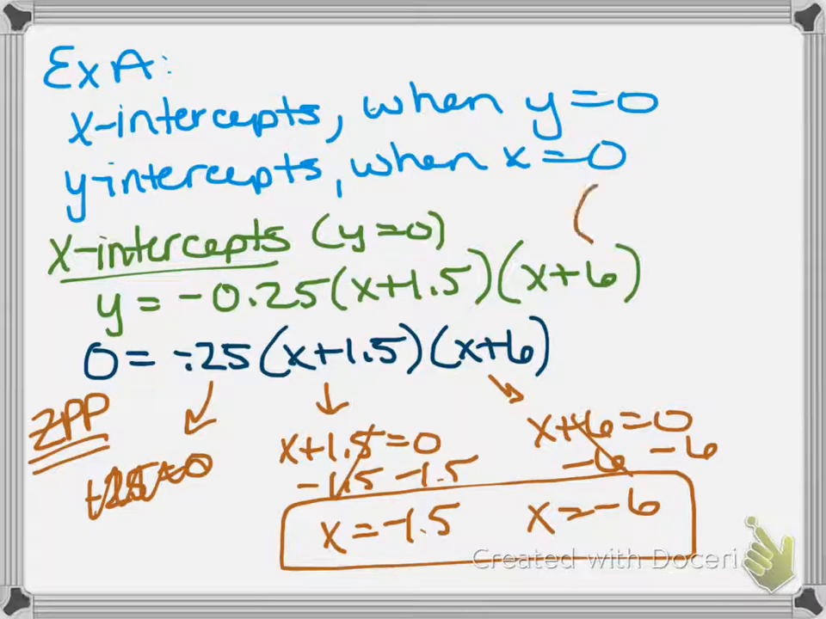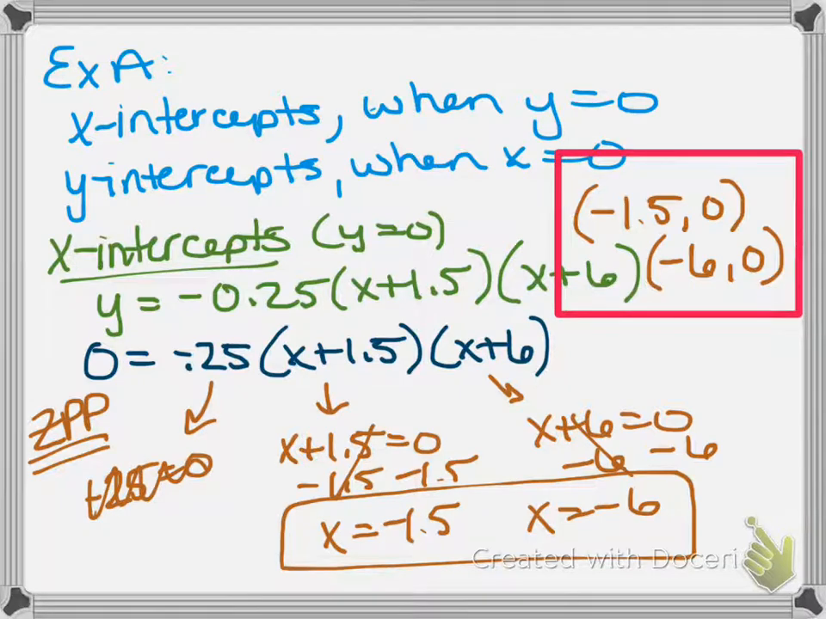So our x-intercepts we're going to write, you would have negative 1.5, 0, and negative 6, 0. And this would be the solution for our x-intercepts. So write them as ordered pairs because x-intercepts are coordinate points. Okay? So now on to y-intercepts. So pause if you need to.